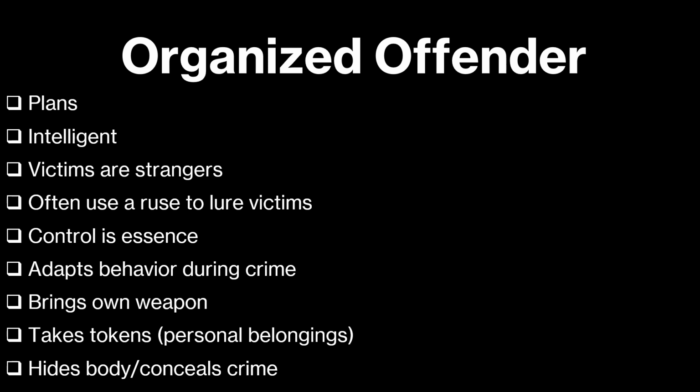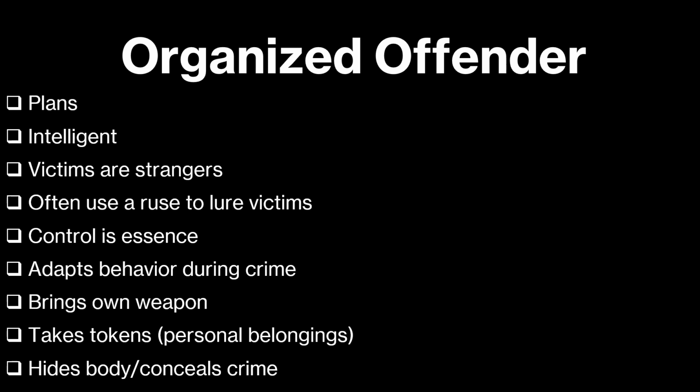Control is essential for the organized offender. Both of these typologies have some type of sexual component to them. Serial murder has some type of sexual component to them. The organized offender is all about controlling the victim while they are alive. That is a key. The sexual fantasy is with a live victim, and they will typically bring their own weapon.